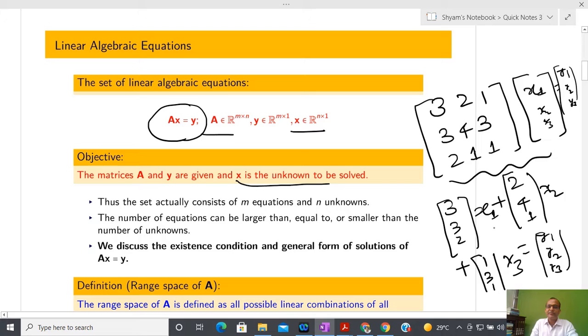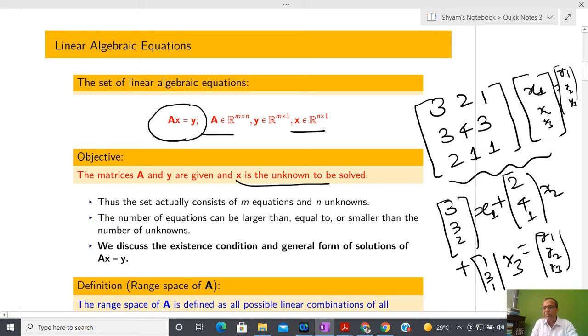Anyone? In terms of a span, anyone? Manali, could you please comment in terms of a span? Yes sir, if all the three vectors are linearly independent. Okay, linearly independent. What is another condition? And if they span the space. Yes, span the space.